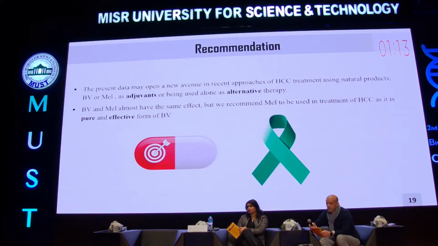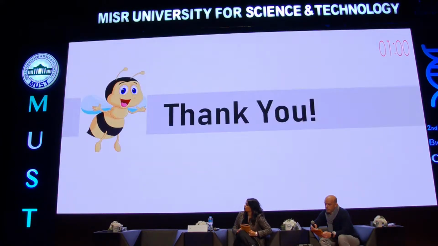As a recommendation, the present data may open a new avenue in recent approaches of hepatocellular carcinoma treatment using natural products, either bee venom, the crude venom, or melittin as an adjuvant, or used alone as an alternative therapy. Bee venom and melittin have almost the same effect, but we recommend melittin to be used in the treatment of hepatocellular carcinoma as a pure and effective form. Thank you.